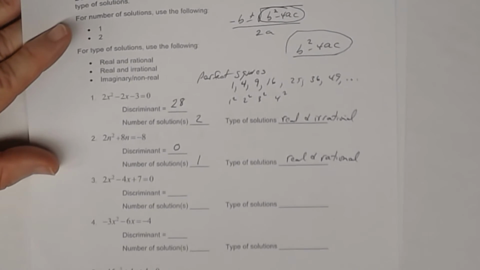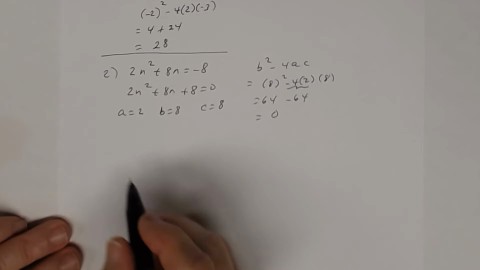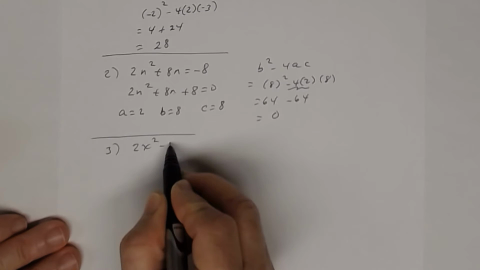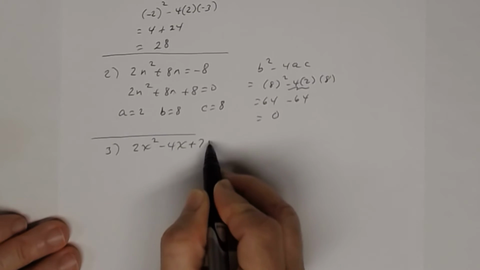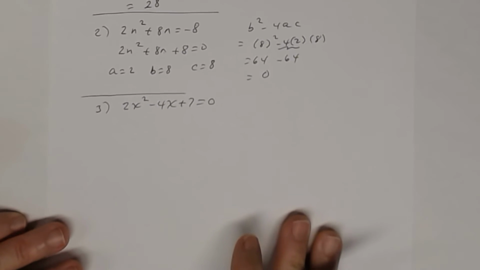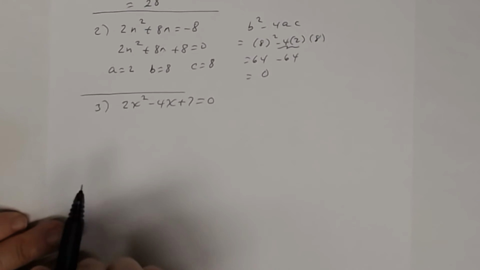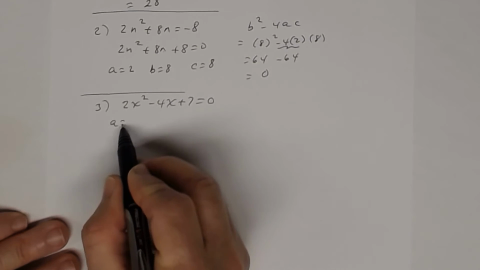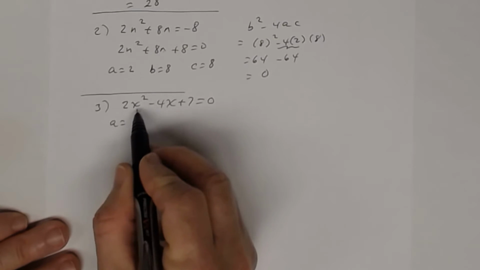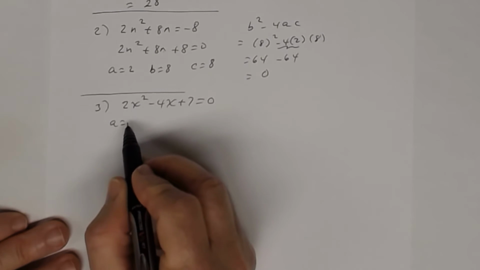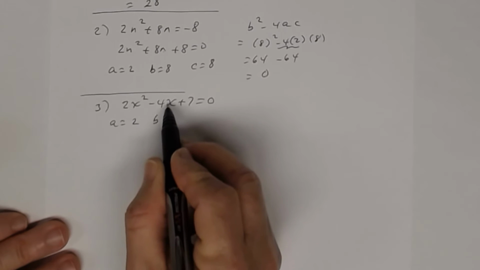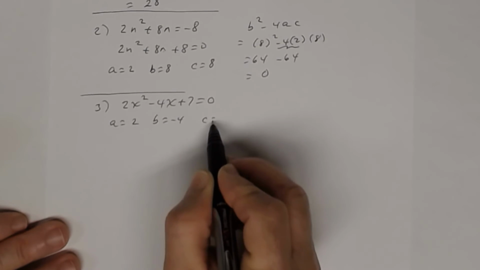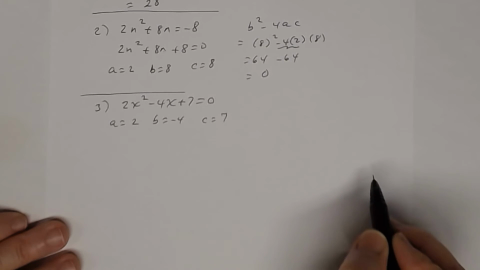All right, let's look at number 3. So number 3, we have this equation. We have 2x squared minus 4x plus 7 equals 0. So this quadratic equation is in standard form. It's in descending order, so it's easy to determine a, b, and c. So a is the coefficient of x squared, so that's 2. B is the coefficient of the first degree term, so that's negative 4. And c is your constant, so that's positive 7.